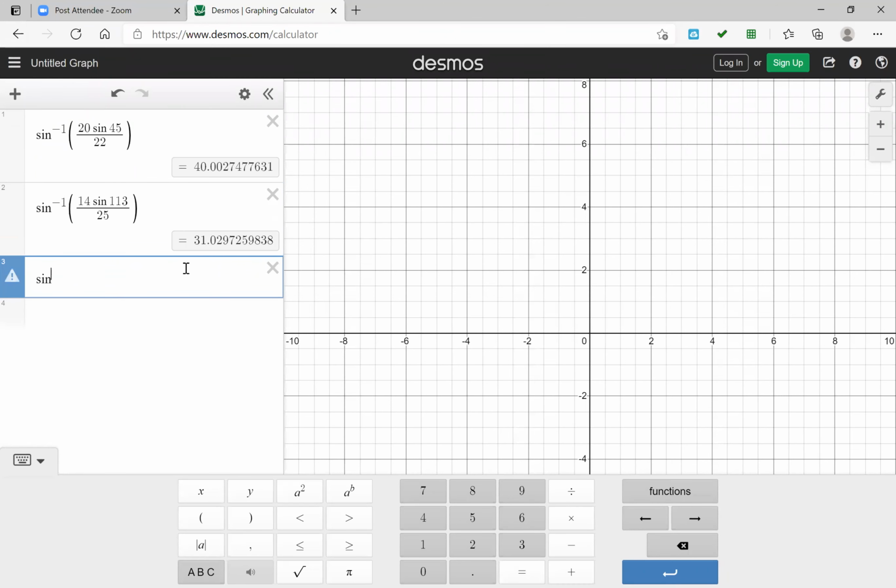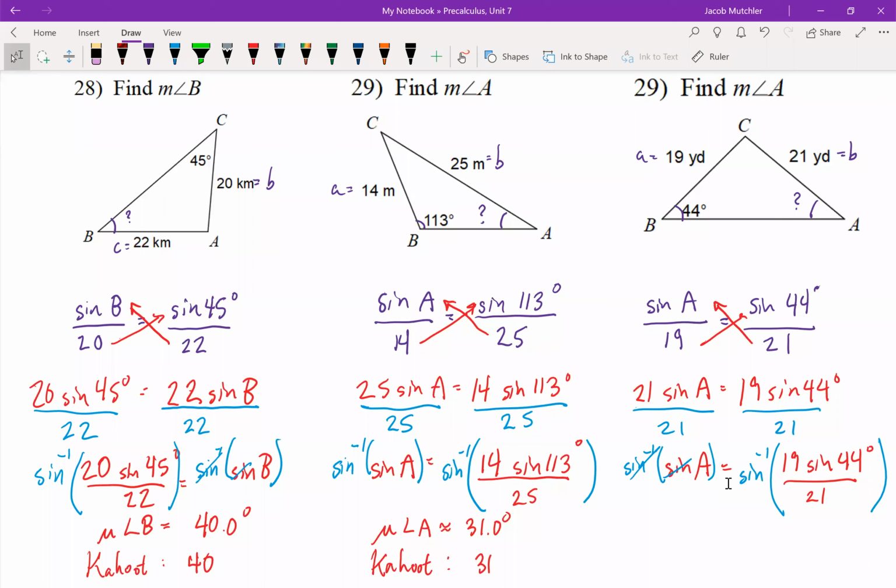And again, you got a couple ways. I'll type it this time just to show again, you can type or select from the menu. And ours is 19 times sine of 44 divided by 21. So again, this one's rounding as 38.9 degrees. So as I head back to finalize it, 38.9 is going to be my measure of angle A.